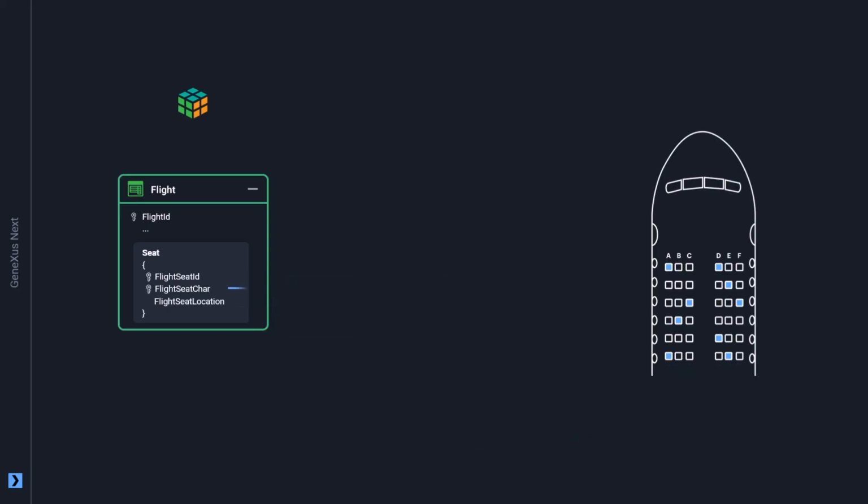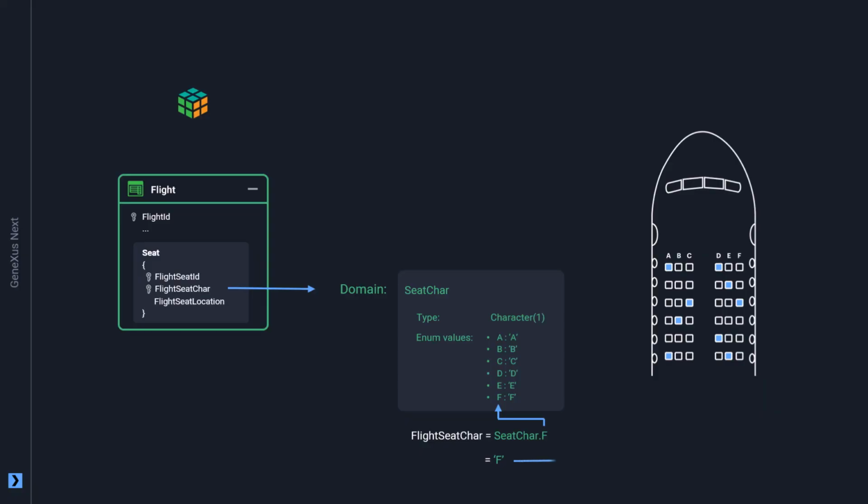Similarly, it would also be convenient to define the seat char domain for the seat columns, because it will also correspond to an enumeration of 6 values, A, B, C, D, E, or F. To assign the flight seat char attribute to the F column, we use the domain name, dot, and the name of the value. This F here is the name of the value F. That is, it is equivalent to this assignment. In this case, it can be confused because they have the same name, but the value name is not the same as the value itself.